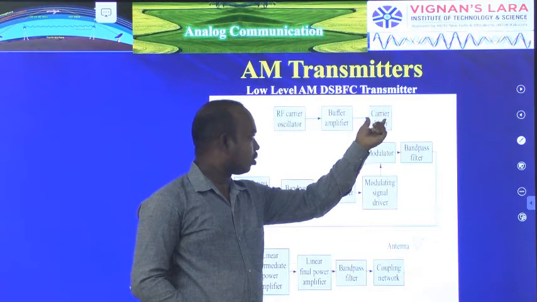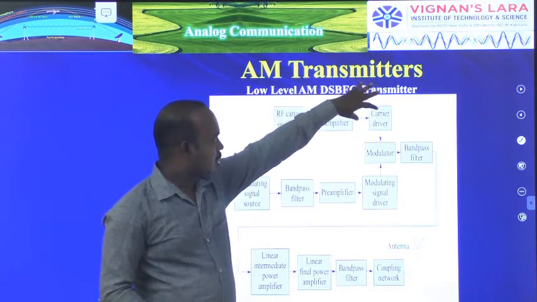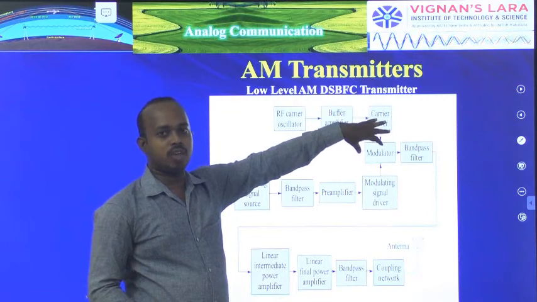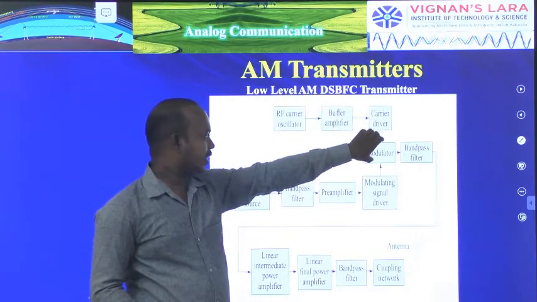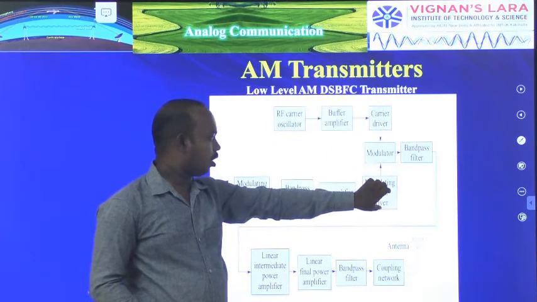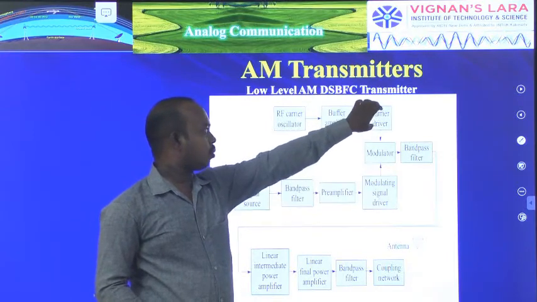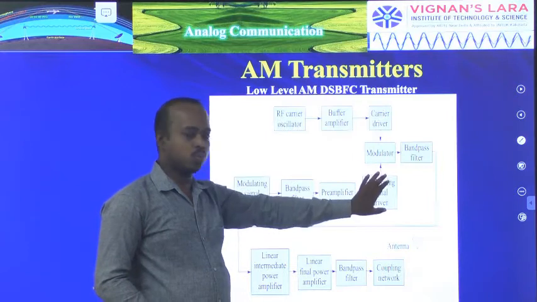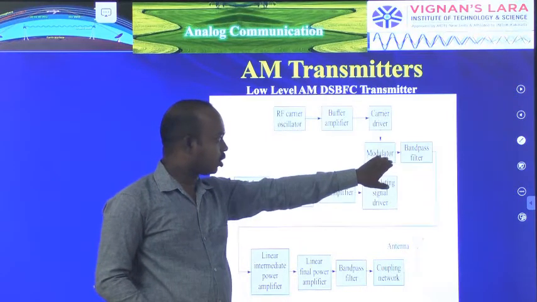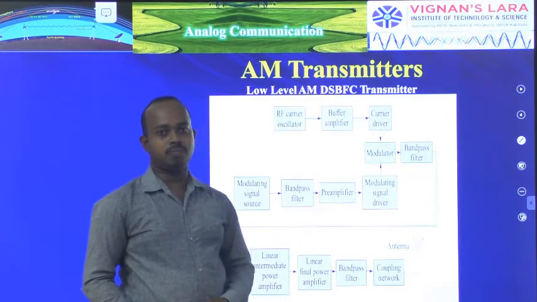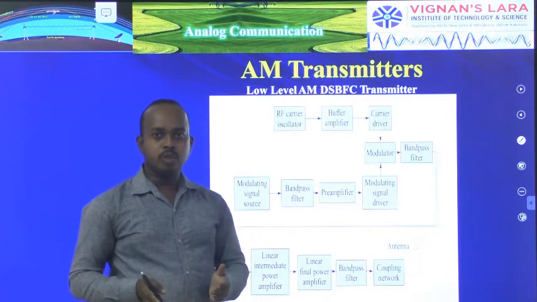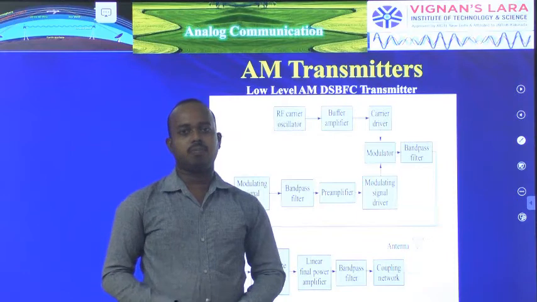The carrier driver will send this output to the modulator. The modulator takes one output from the modulating signal driver and a second output from the carrier driver. By using these two, the modulator can do the modulation. Here you have to perform amplitude modulation.